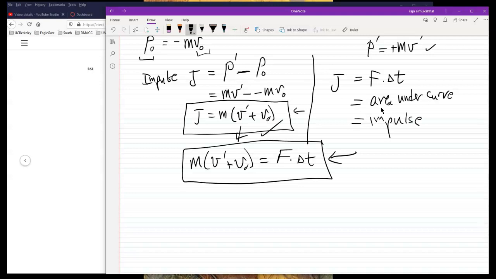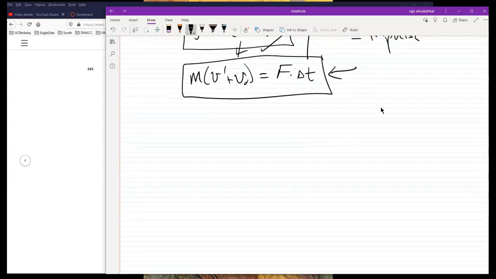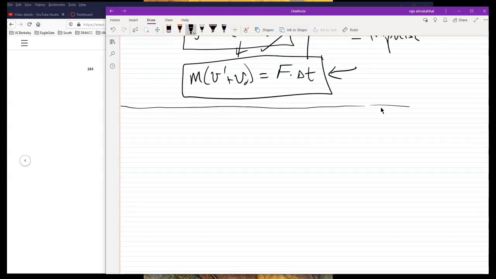Okay, let me do an example and show you how this works. And I will start with an example. By the way, you can go back to your book, equation 11.6. He talks about it. Oh, I have the book here. Let me show it to you.